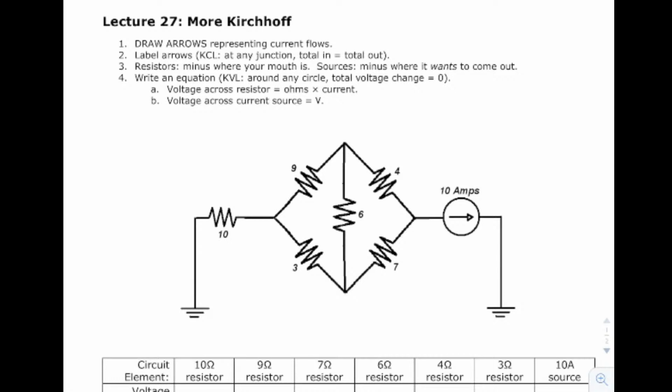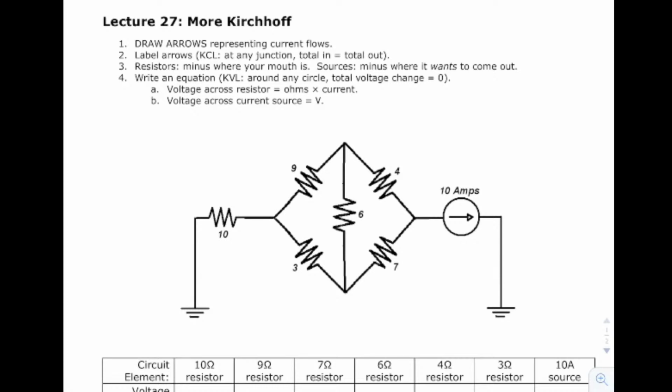Alrighty, let's just do one more example of this Kirchhoff analysis. So I've written the steps up here, and it seems like I tend to do steps 1 and 2 at the same time. I'm going to draw the arrows and label the arrows for my currents. So the first thing we could ask ourselves is, how many branches do we have here?